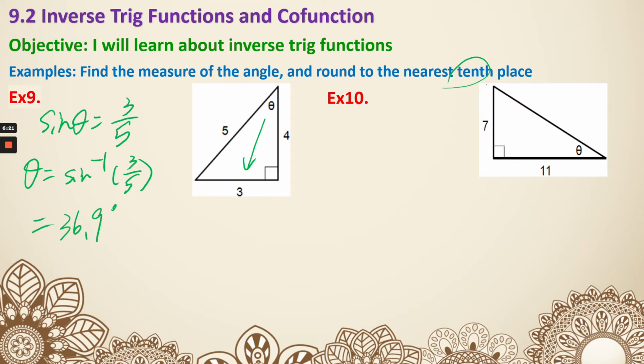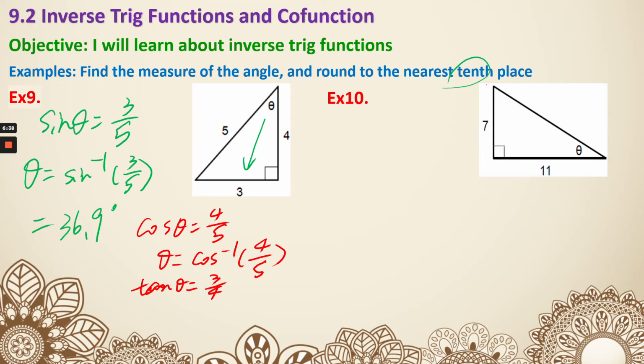Oh, and another thing to emphasize on number 9, you can also choose to use cosine or tangent. So if you use cosine, and cosine theta is 4/5, you're just going to do inverse cosine of 4/5. Or if you're doing tangent, tangent in this case is going to be 3/4, so theta is inverse tangent of 3/4.